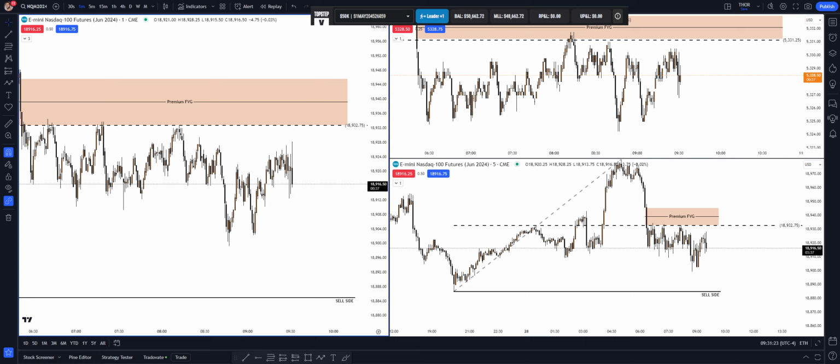So today the news is at 10 o'clock. Just keep that in mind, guys. 10 o'clock, red folder.